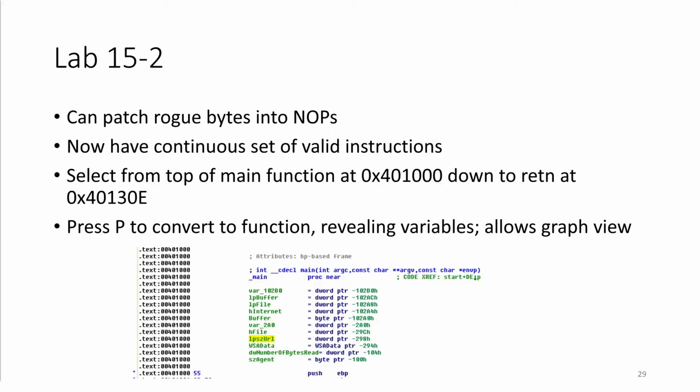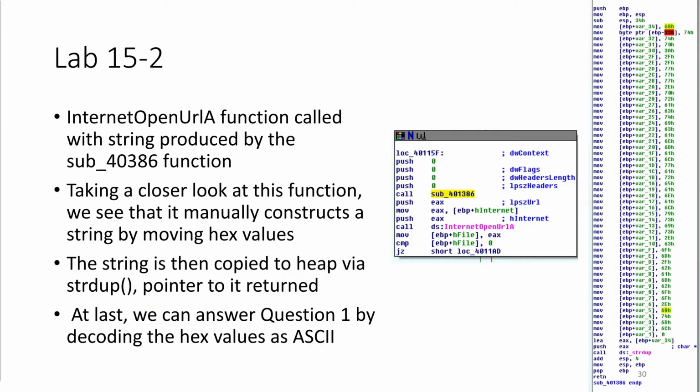This names the variables throughout the function, making it easier to analyze, and allows you to use IDA's graph view on this function. The variable names it chose during my analysis were a bit different than the ones shown in the book walkthrough, but I was still able to continue the analysis just fine. Switching over to the graph view, we can find that the InternetOpenUrlA function is called and apparently uses a string produced by the function at hex 40386.